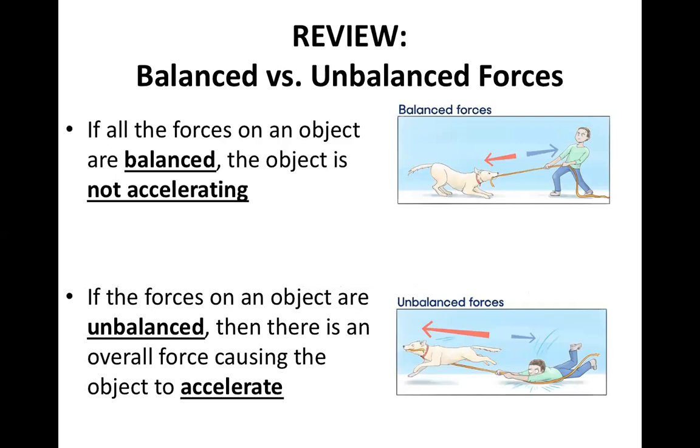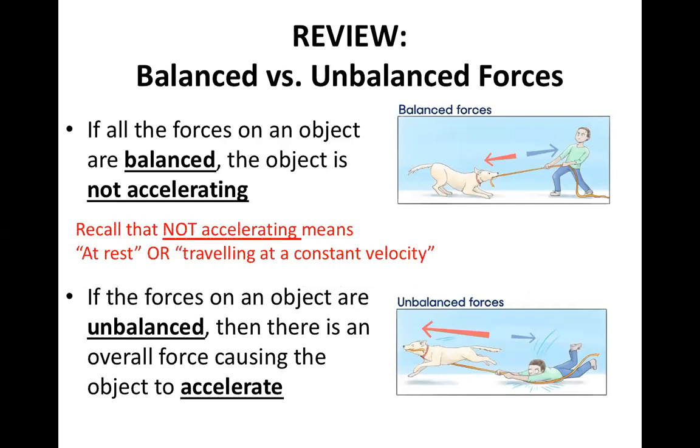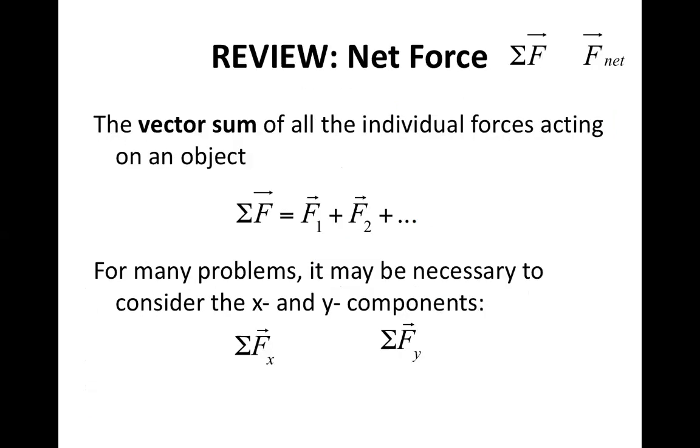The combination of all the different types of forces on an object can be balanced, and then the object is not accelerating. An object is not accelerating if the object is at rest or traveling at a constant velocity. The combination of all of the forces might be unbalanced, and there's an overall force causing an object to accelerate, which means changing velocity.